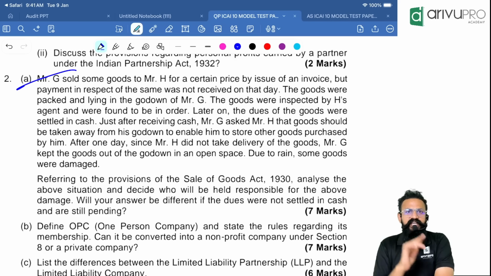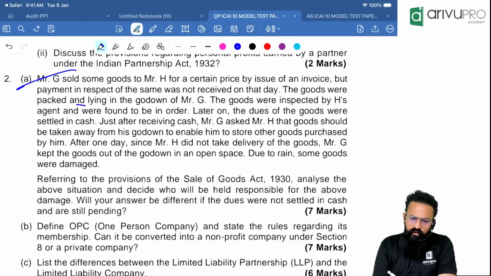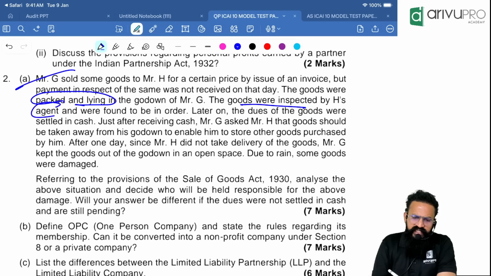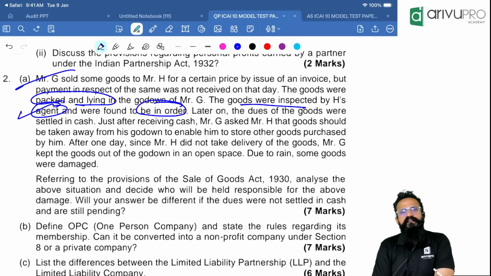Whenever the agent came and agreed, inspected, the goods were packed and lying in the godown. See, everything is done. And the goods were inspected by the agent and were found to be in order. That's all, people. The contract is entered because the goods are in a deliverable state. When the goods are appropriated, the ownership is passed. So whether the payment is made or not, people, it is irrelevant. Who will be liable? It is the buyer only who will be liable.